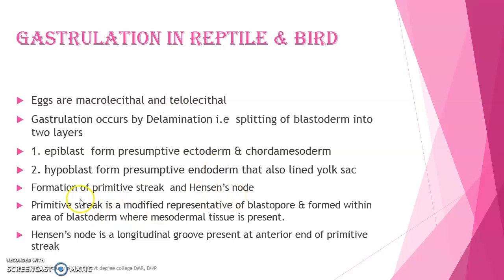What is the primitive streak? The primitive streak is a modified representative of the blastopore. It is a modified form of the blastopore, and it is formed within an area of the blastoderm where the mesodermal tissue is present. While Hensen's node is a longitudinal groove or depression that is present at the anterior end of the primitive streak. The primitive streak is the area from where the cells migrate during gastrulation in reptiles and birds and also in mammals.